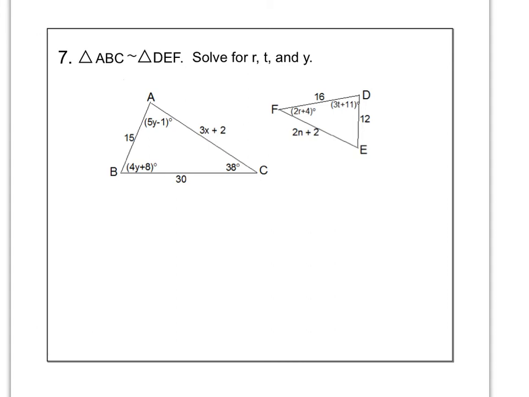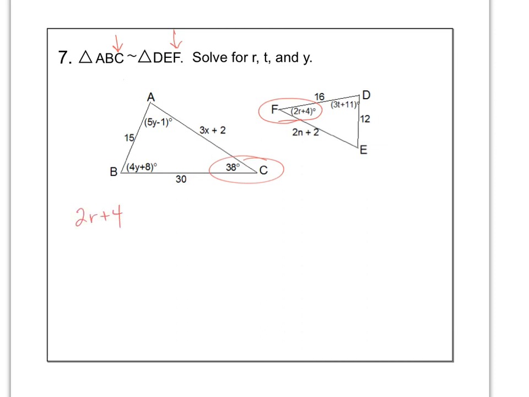Number 7, triangle ABC is similar to triangle DEF. Solve for R, T, and Y. One of the things I notice is R is here at angle F, and that's the only place I see an R. So I go up above and I see angle F is the last letter, and that would match up with angle C in the other triangle. Now remember, if shapes are similar, their angles are still congruent.